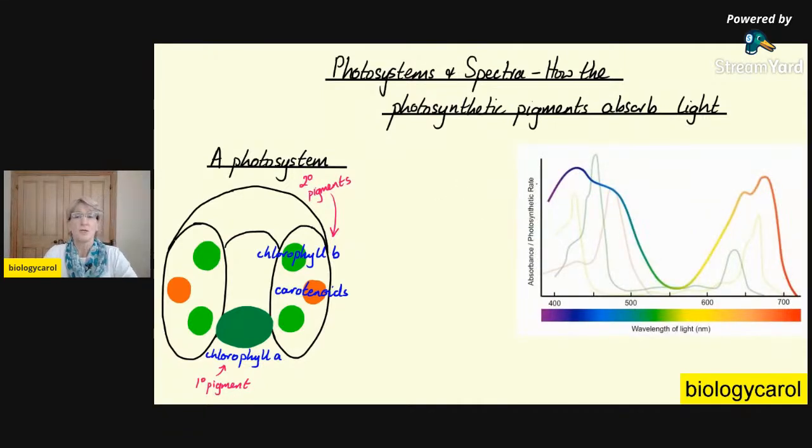But now I want to show you absorption spectra. So look at the slightly faint lines here, ignore this multicolored one for the moment. These are the absorption spectra for these different photosynthetic pigments. The light yellow greeny one is chlorophyll A, this green one is chlorophyll B, and the browny orangey one is the carotenoids. You can see that along the bottom here, you've got the full rainbow spectrum of light. Richard of York gave battle in vain.